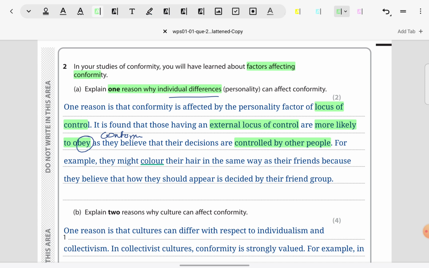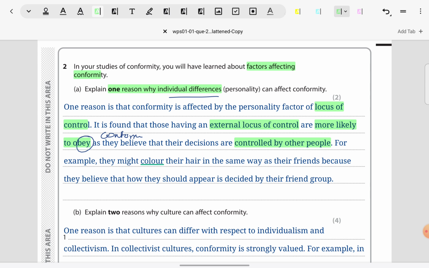But the way I have gone about it is just to give an example of external locus of control, because in my answer it is implied that if external locus of control is making people conform more, then internal locus will make them conform less. So I thought it better to give an example of external locus of control itself. If you want, you can contrast this with internal locus of control.